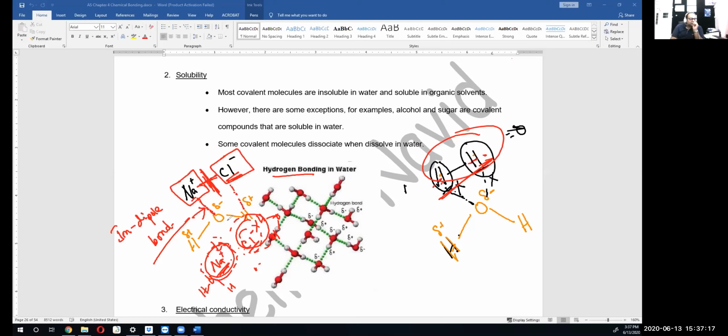Sodium is attracted to oxygen. Chloride is attracted to hydrogen.